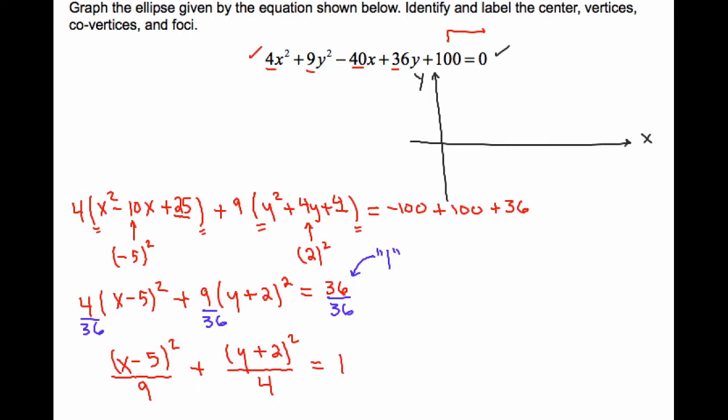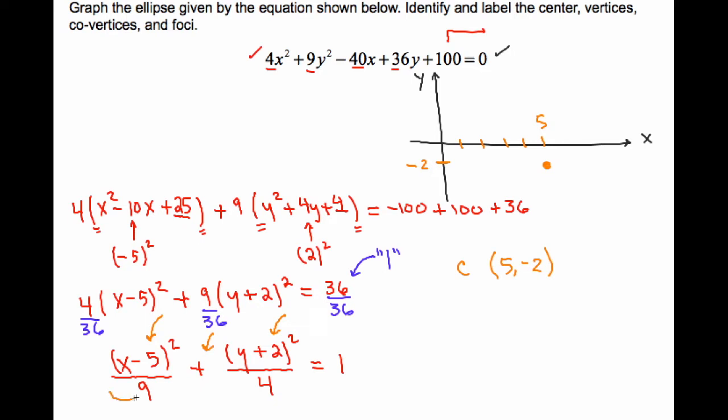Now from here I can read off some information. For example, I can take a look within the parentheses and realize my center is 5, negative 2. I'm just setting the parentheses equal to 0 and solving. So I'm going to go ahead and plot that point, 5, negative 2. Now, because I have these two terms being added, I know I have an ellipse.